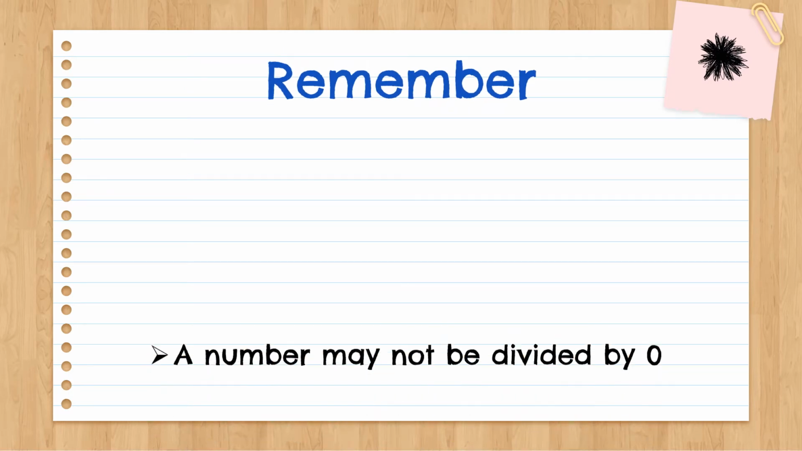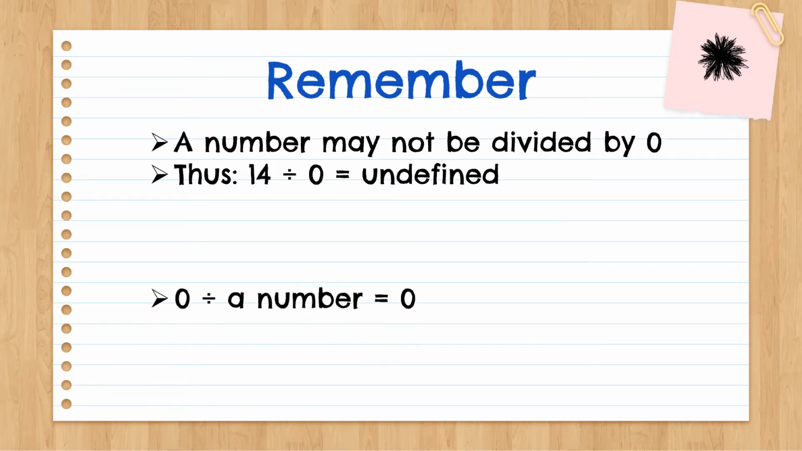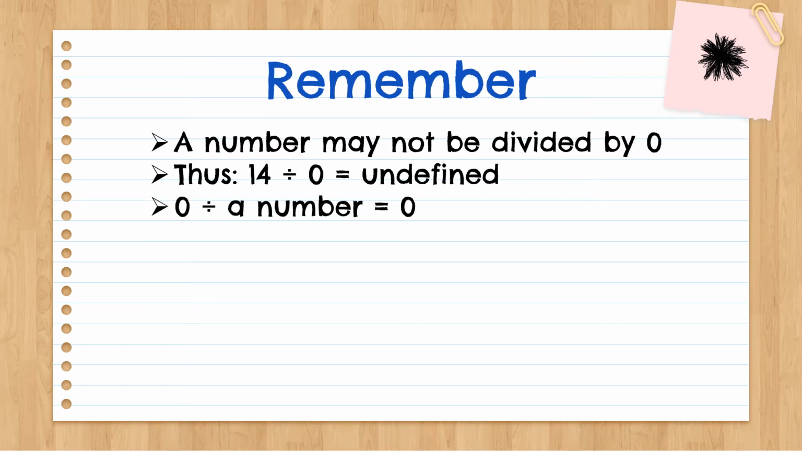Okay, let's carry on with the important information. A number may not be divided by 0. Never, ever, ever are we allowed to divide a number by 0. Thus, 14 divided by 0 is undefined. 0 divided by a number is always 0. Thus, 0 divided by 7 equals 0.